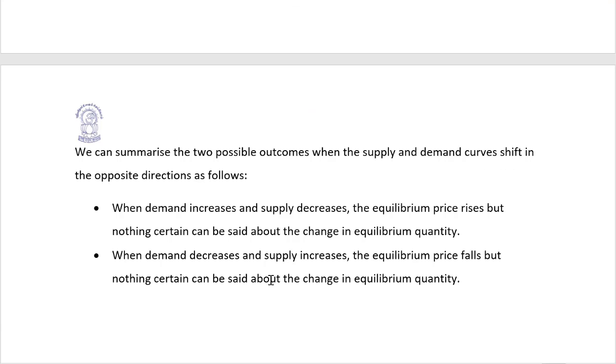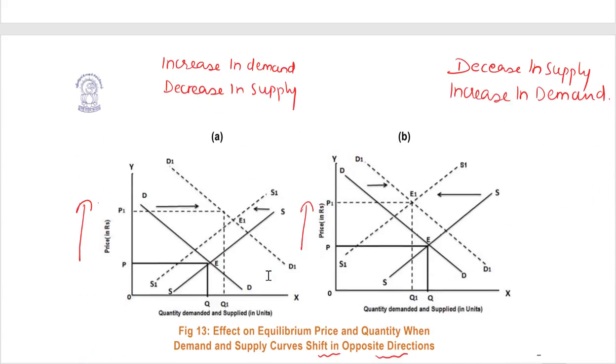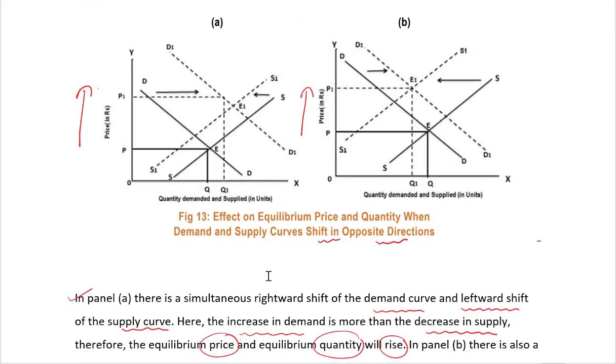We summarize the two possible outcomes when the supply and demand curves shift in opposite directions as follows. When demand increases and supply decreases, the equilibrium price rises, but nothing certain can be said about the change in the equilibrium quantity. When demand decreases but supply increases, the equilibrium price falls, but nothing can be said about the change in equilibrium quantity. I believe you understood this.